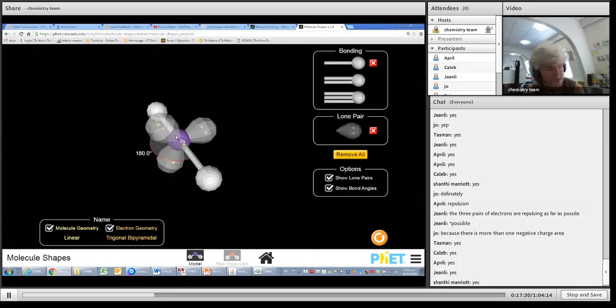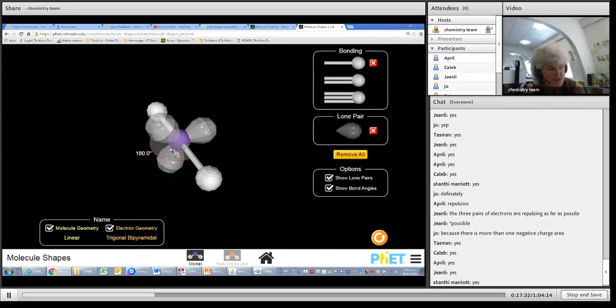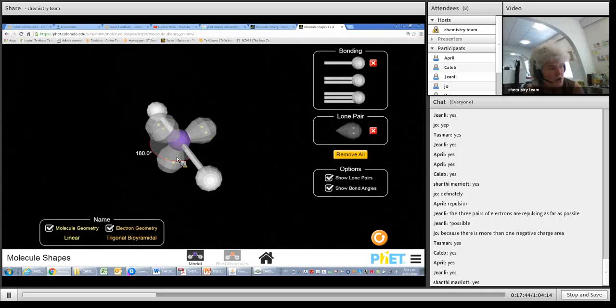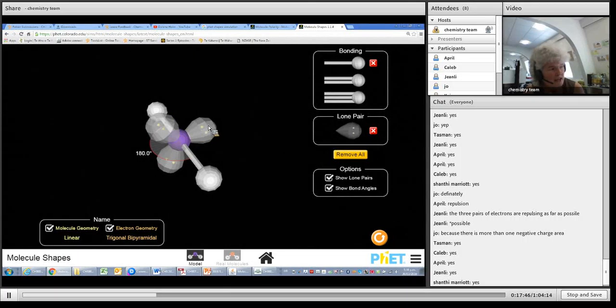Now, the simulation won't allow me to do this, but can you imagine if the non-bonding pair came in over here and not over there? So say the bond went like this and then the second bond went like that. What would be the bond angle between these 2 lone pairs? This one that's over here and this imaginary lone pair that's over here.